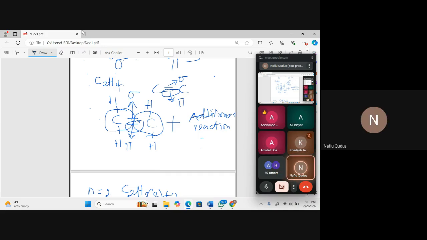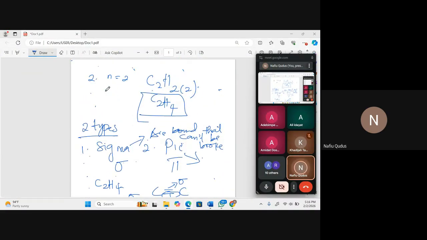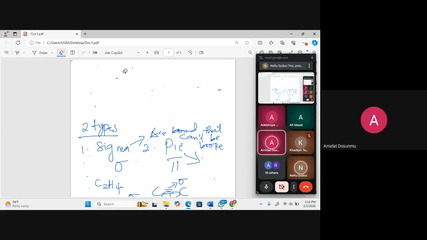We can know this through the differences between alkene and alkane. Okay, number 2 of the alkane family. What is number 2 of the alkane family? C2H6, right? That is ethane.